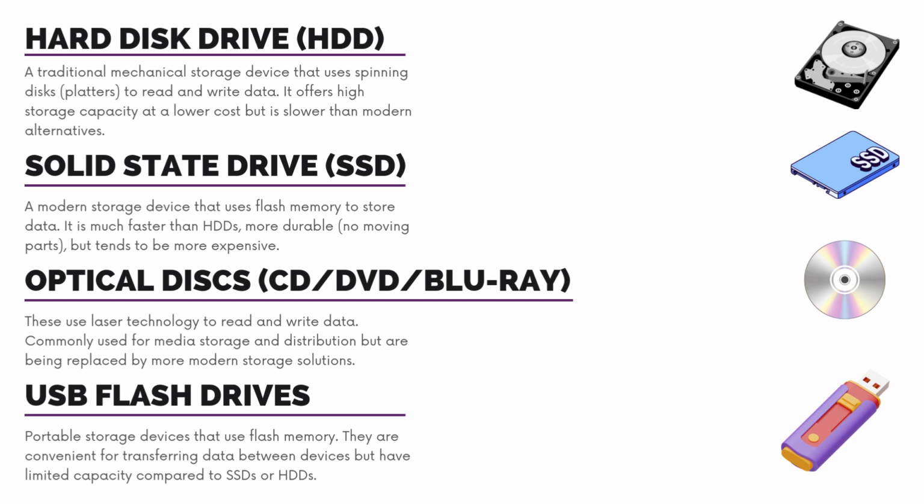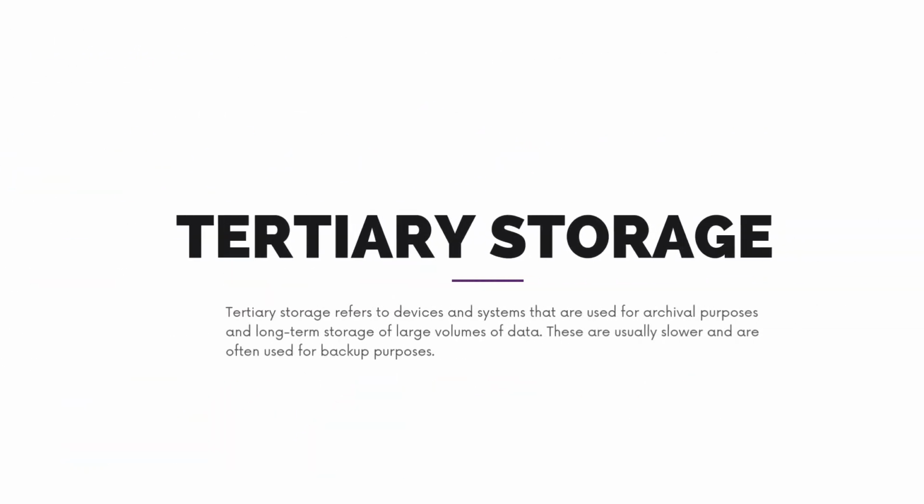Optical discs: CD, DVD, Blu-ray. These use laser technology to read and write data, commonly used for media storage and distribution, but are being replaced by more modern storage solutions. USB flash drives: portable storage devices that use flash memory. They are convenient for transferring data between devices but have limited capacity compared to SSDs or HDDs.